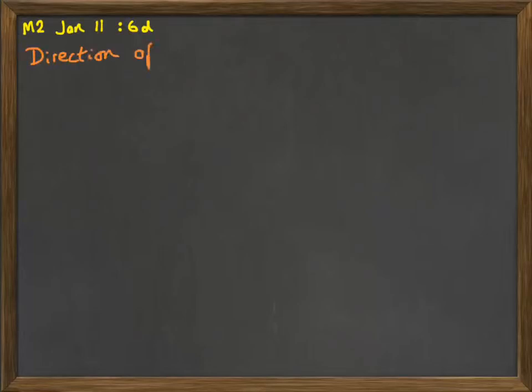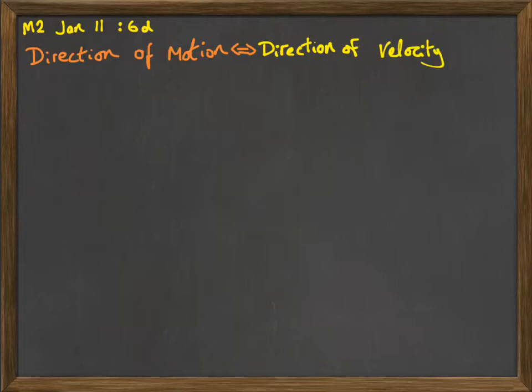Okay, we're just going to have a look at part 6D of the January 2011 M2 paper. Read the wording carefully and they give you some information regarding the direction of motion. Well, the direction of motion has to be understood to be the same as the direction of the velocity. They're one and the same thing. Have a think about that for a second.